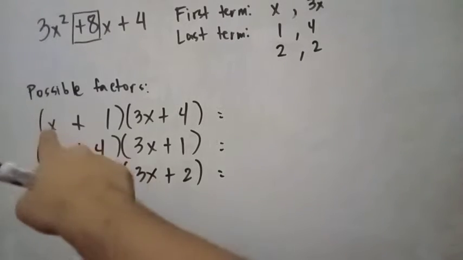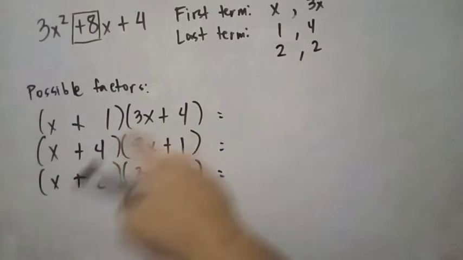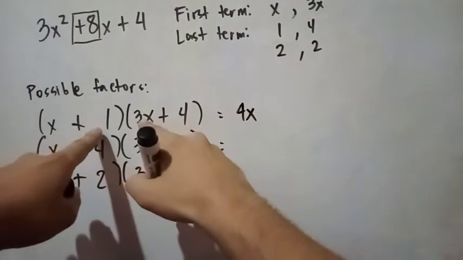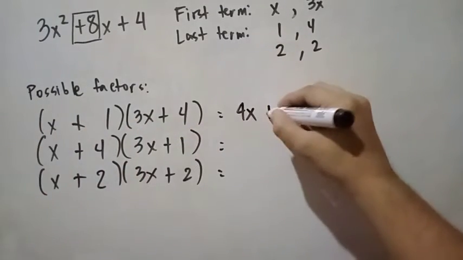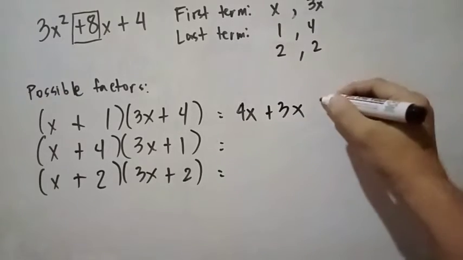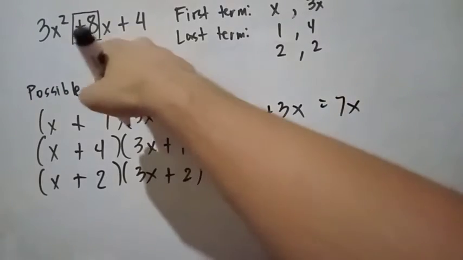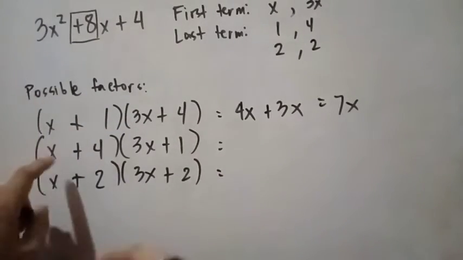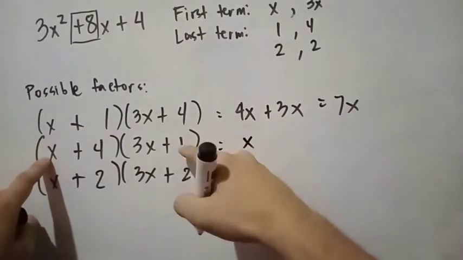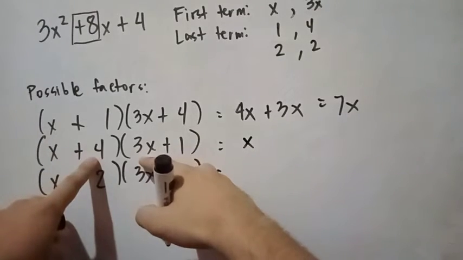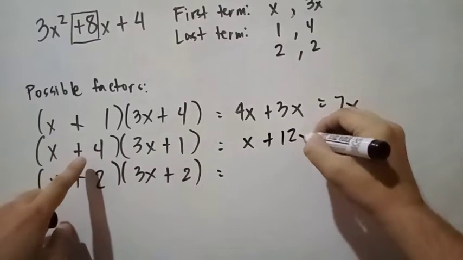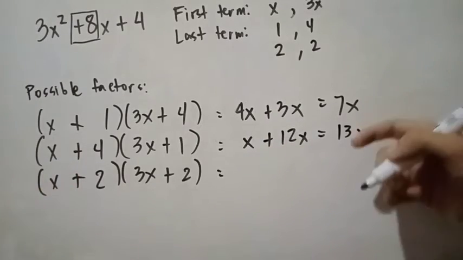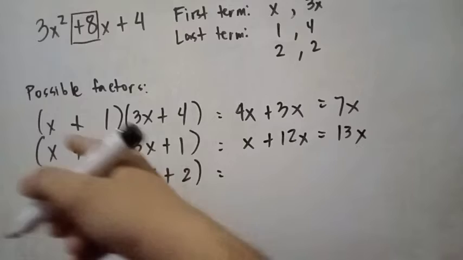So umpisa tayo sa x + 1 and 3x + 4. So outer terms muna tayo. So x times 4 is 4x. And then sa inner terms, 1 times 3x is 3x. So 4x + 3x is 7x. So hindi siya nag-equal dito. So hindi yan ang factors. Okay, next. x times 1 is x. Tapos inner, 4 times 3x is 12x. And x + 12x is 13x. Hindi rin siya nag-equal. So hindi yan ang factors.